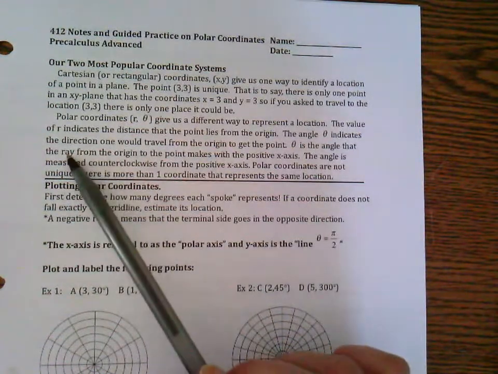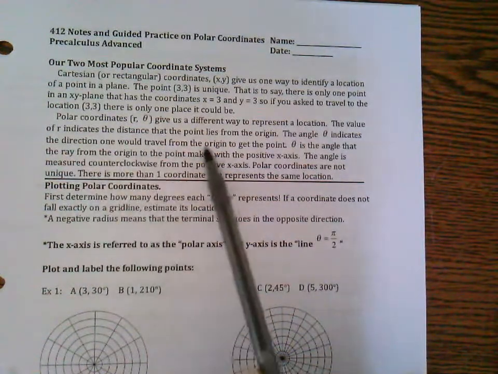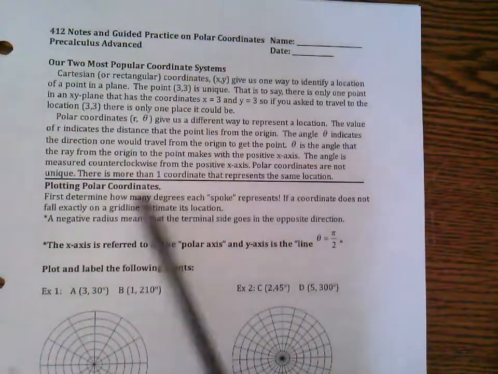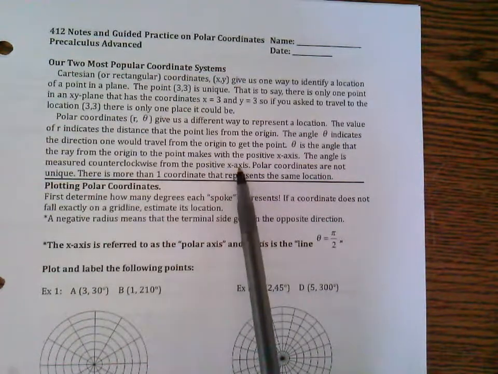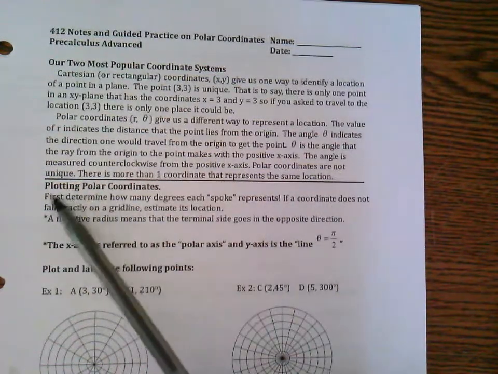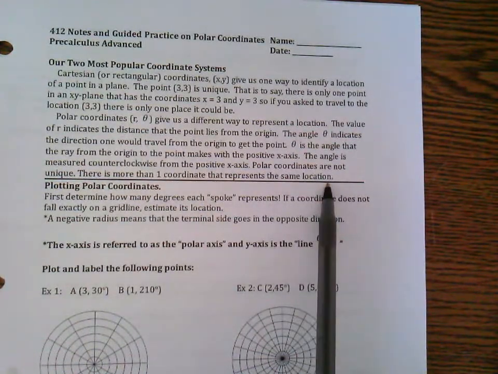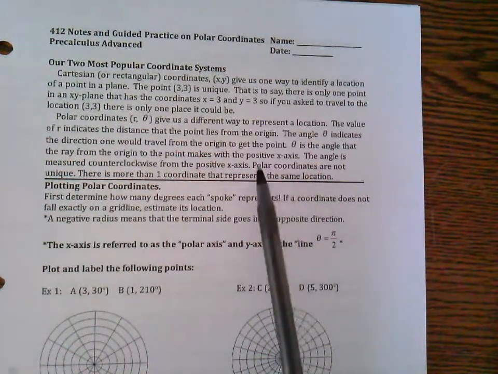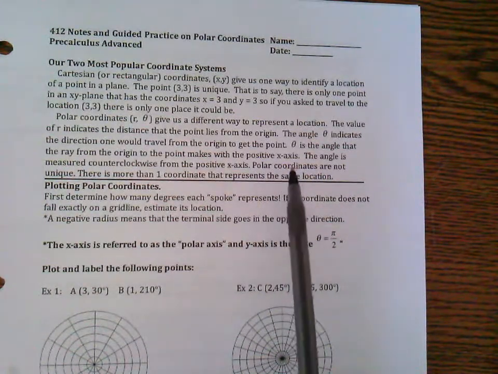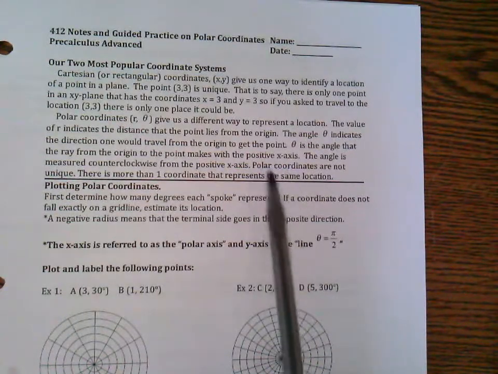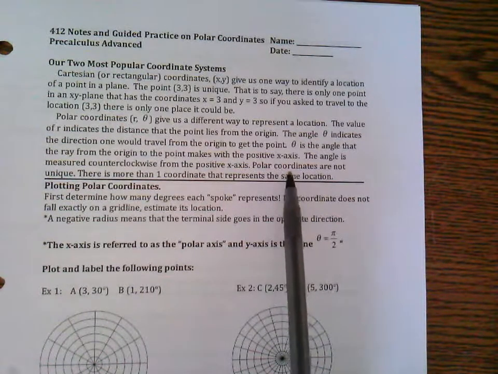Theta is an angle, the ray from the origin that makes a point with the positive x-axis, and the angle is measured counterclockwise, like you know. Polar coordinates are not unique. So there's more than one coordinate that represents the same location, right? If I tell you an angle measure of 30 or 390 degrees, it gets you to the same spot. So there's more than one way to name the location.